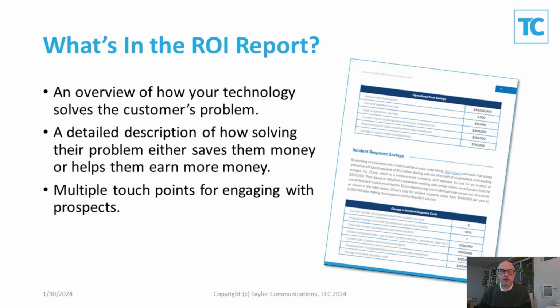But basically, the ROI report contains an overview of how your technology solves a customer's problem. It has a detailed description of how solving the problem either saves them money or helps them earn more money. Those are the two vectors of ROI. Your solution has to be saving somebody money or helping them earn more money, or else there isn't going to be a tangible financial impact to your solution, and you're going to have to sell it on some other basis. The report also includes multiple touch points for engaging with prospects. The report is designed to start productive sales and marketing dialogues.